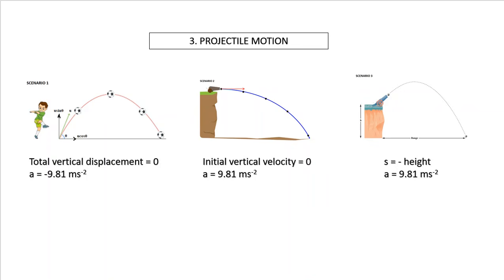Since it was launched horizontally, the initial vertical velocity would be 0. And since there is only one motion downward, acceleration is just 9.81. Scenario 3 is the most interesting one. It's where a projectile is launched at an angle from a height. Since the projectile lands below the launch position, the total displacement is negative. And since there are two motions involved, throughout the motion you take acceleration to be minus 9.81. My mistake, it would be minus 9.81, but I have written here 9.81. So please be very sure about this.